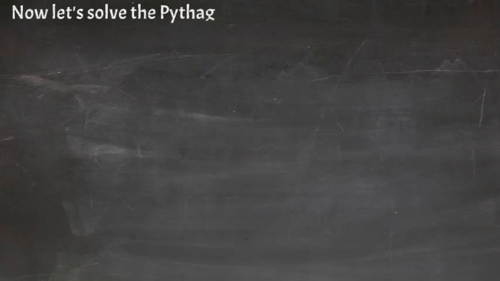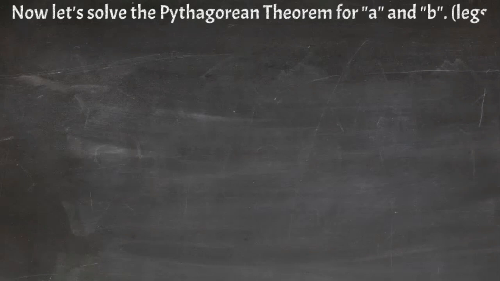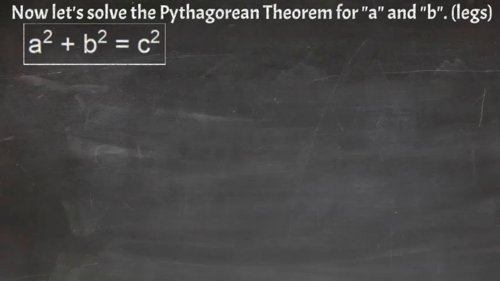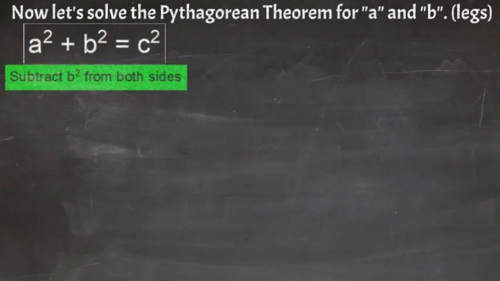Now let's solve the Pythagorean theorem for a and b, the legs. Again, we start with the basic a squared plus b squared equals c squared, the Pythagorean theorem. Then, if we're solving for a, we subtract b squared from both sides. If you do it to one side, you have to do it to the other side. So you get a squared is equal to c squared minus b squared.